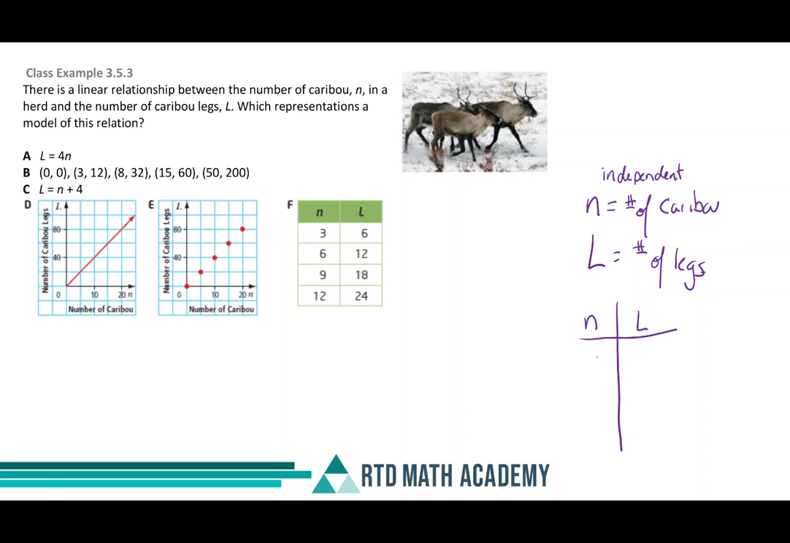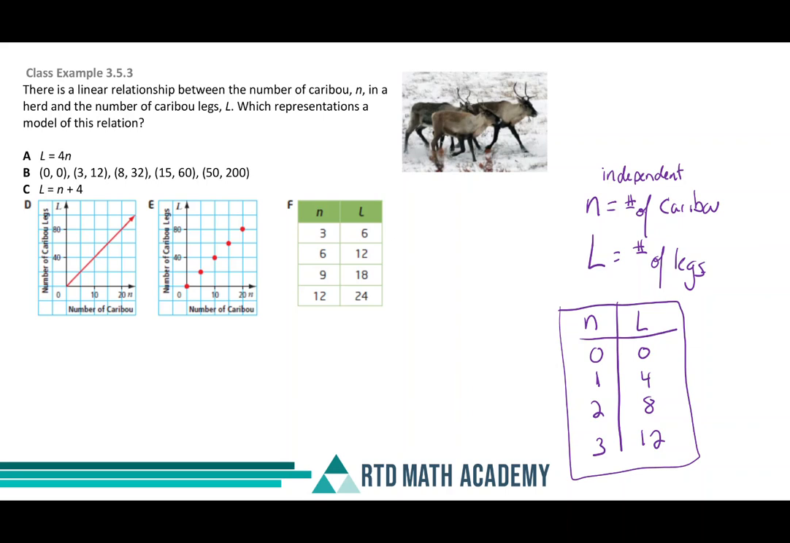So let's just quickly do a 0, 1, 2, and 3 before I keep looking at this. If I have no caribou, I have no legs. If I have 1 caribou, I should have 4 legs. If I have 2 caribou, I should have 8. If I have 3, I should have 12. And we can go from there, okay? So this is kind of what we're looking for, or some version of it. We'll have to see what the numbers are.